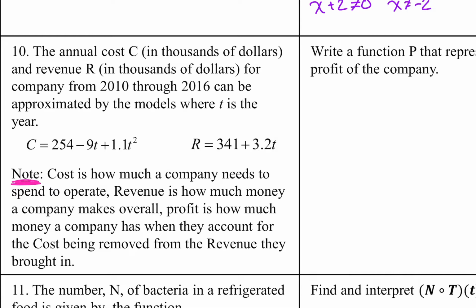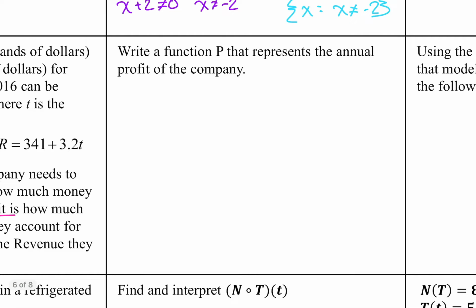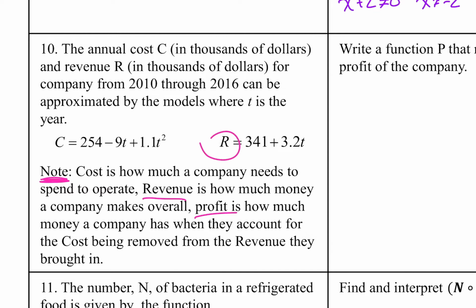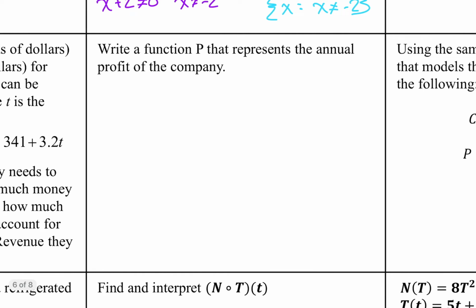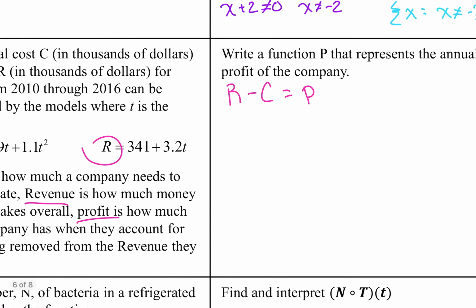Cost is how much money a company needs to spend to operate. Revenue is how much money a company makes overall. And profit is how much they make when they subtract the cost from the revenue. So in this case, it says write an equation that would determine the profits of a company. We just said profit is if we take the revenue and subtract the cost from it. So take the revenue we made and subtract how much it cost, and that would give us the profits.